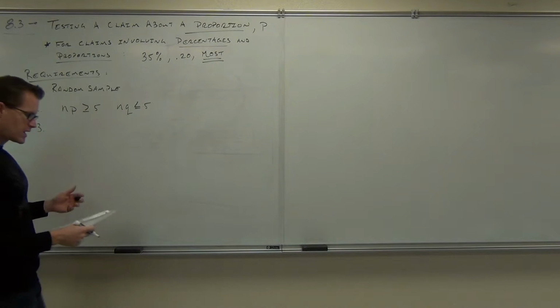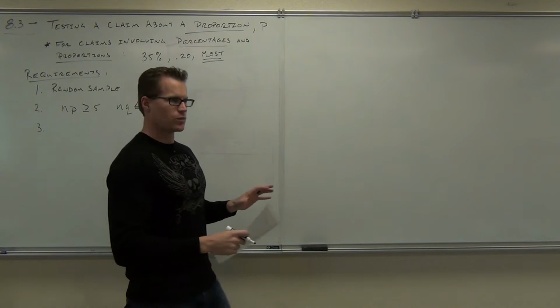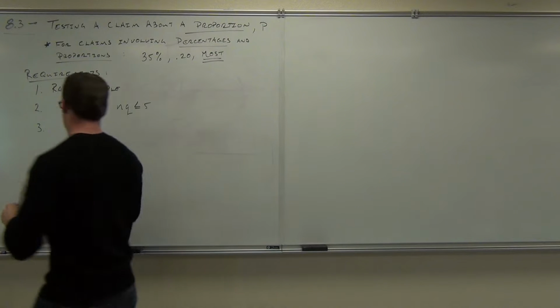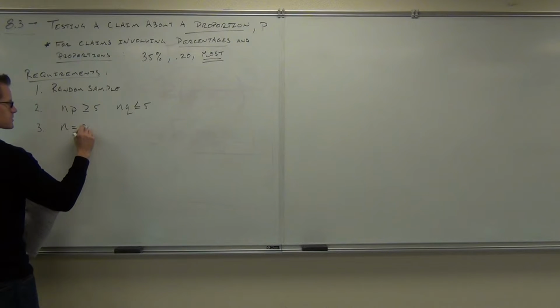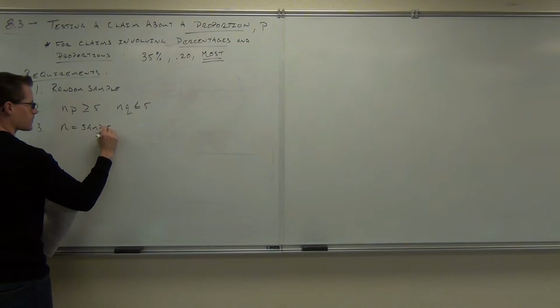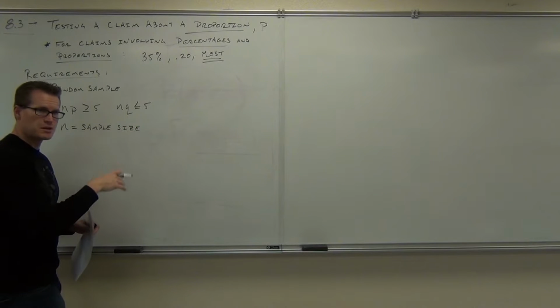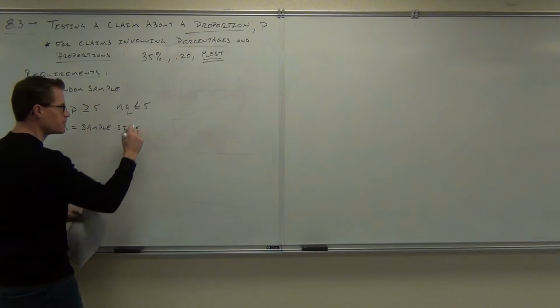And third, you've got to be able to find your n. What was n again? You've got to be able to find your sample size. So n is our sample size. Or in other words, for proportions, it could be the number of trials. Those are one and the same.